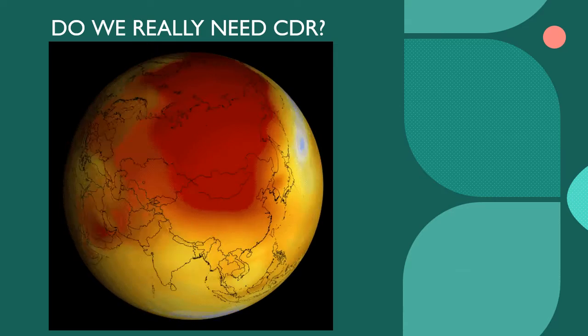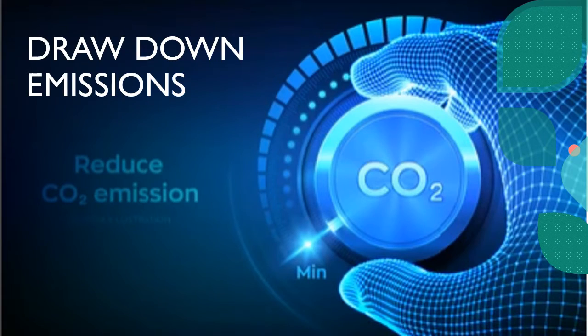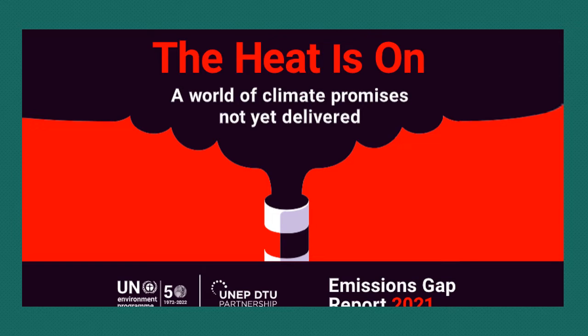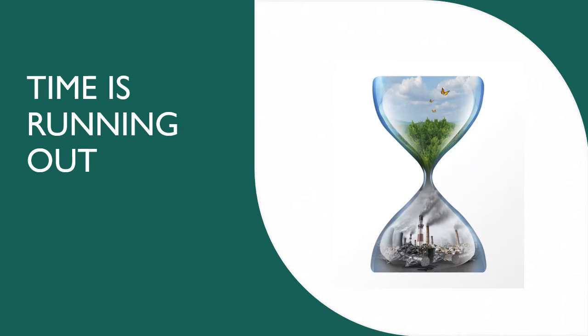Why we need CDR. We need CDR to draw down atmospheric carbon, which is the principal greenhouse gas that is driving global warming. A clear consensus of scientists agree that climate change is a serious threat to human civilization and indeed to all life on Earth. Thus far, we have failed to act, and this is a point made clear by the UN Emissions Gap Report. Time is running out. If we do not significantly reduce levels of atmospheric carbon within the next 8 years, we risk triggering tipping points from which we may not be able to recover.